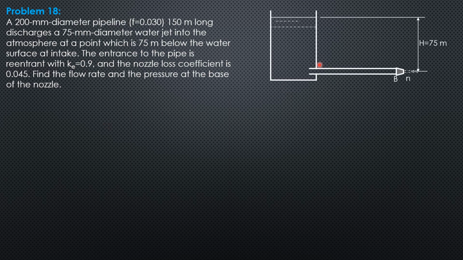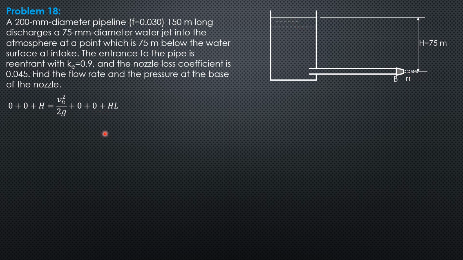So this is the situation to help us analyze it. This is 75 meters. And we'll call the velocity at the nozzle tip V sub n. So if we write the energy equation between the water surface here and the tip of the nozzle, selecting the datum at the nozzle level, we have velocity head 0, pressure head 0, elevation head h equals velocity head at the nozzle, pressure head at the nozzle tip 0, elevation head at the nozzle 0, then head loss between this point and the nozzle tip.